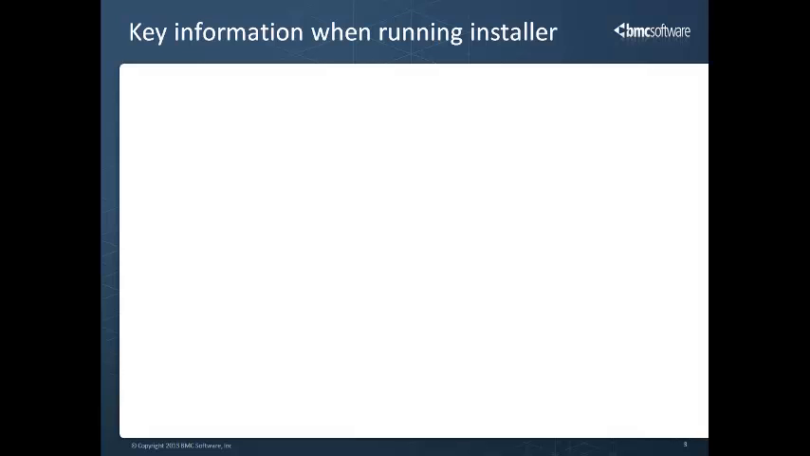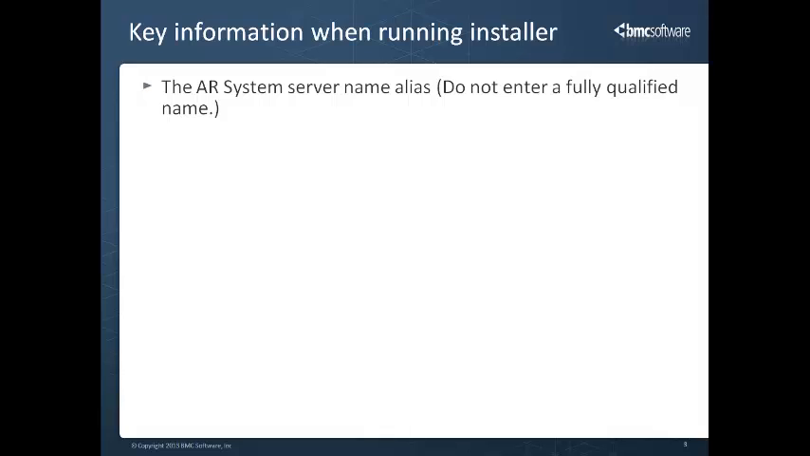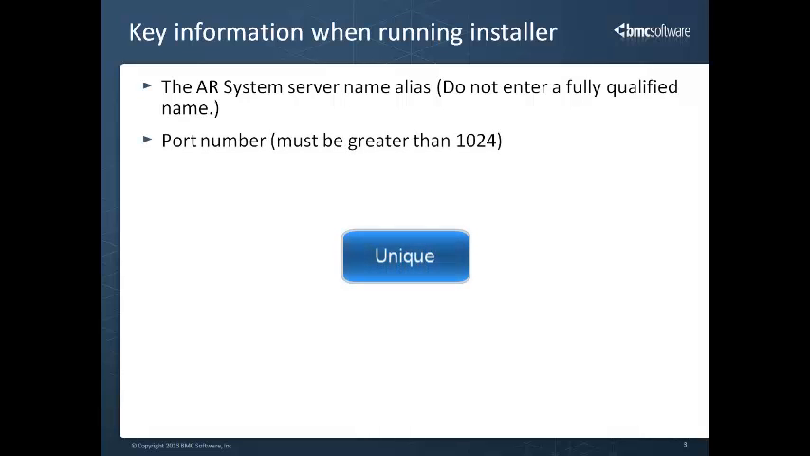When running the installer, you will need the following key information, which you can get from your planning spreadsheet. You'll need the AR System server name alias. Enter the alias. Do not enter a fully qualified name. You'll need the port number. Select a unique port number that is not used by any other program. This port number must be greater than 1024. If you are upgrading, you should use the same port number that was used before upgrading.